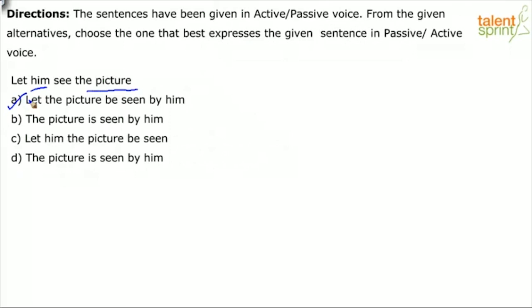So if you look at A, understand the meaning. Let him see the picture. So you're asking this person, boss, let him also see the picture. You're asking him to do something. But B and D are giving me a completely different meaning, where we're saying this person is seeing the picture.